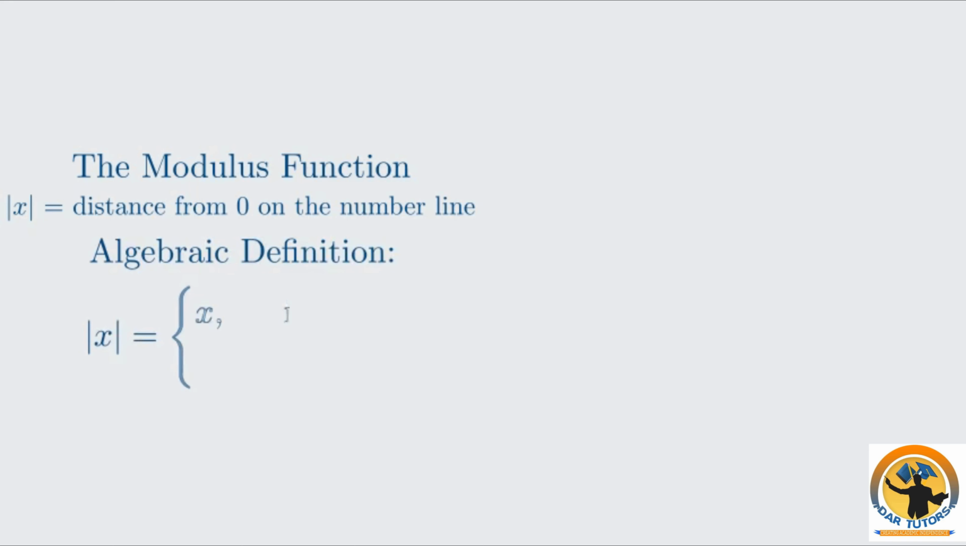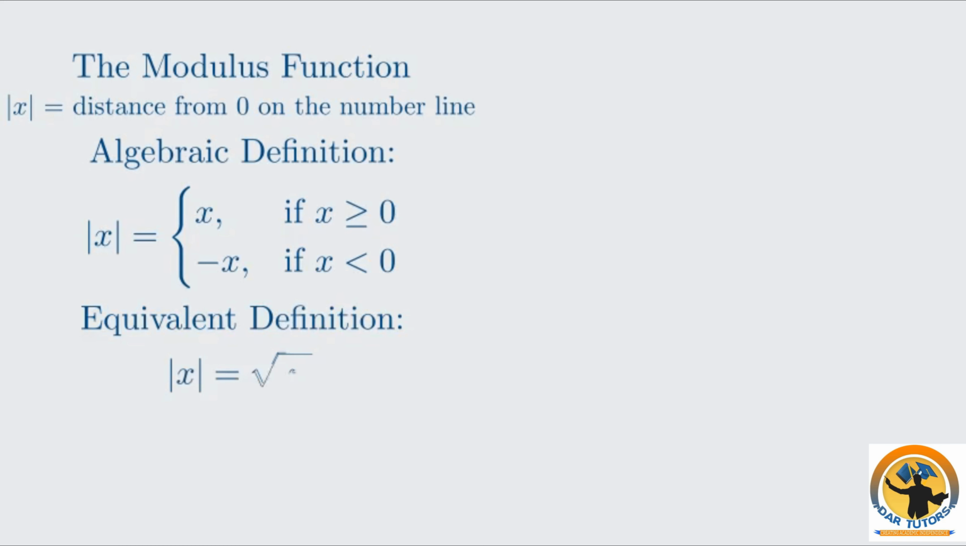This leads us to the formal algebraic definition. The modulus of x is defined as x itself if x is greater than or equal to 0, and it's defined as negative x if x is less than 0. Let's break that down. If the number inside the modulus is already positive or 0, you just keep it as it is. If the number is negative, you multiply it by -1 to make it positive. This is why |-5| becomes -(-5), which is 5.